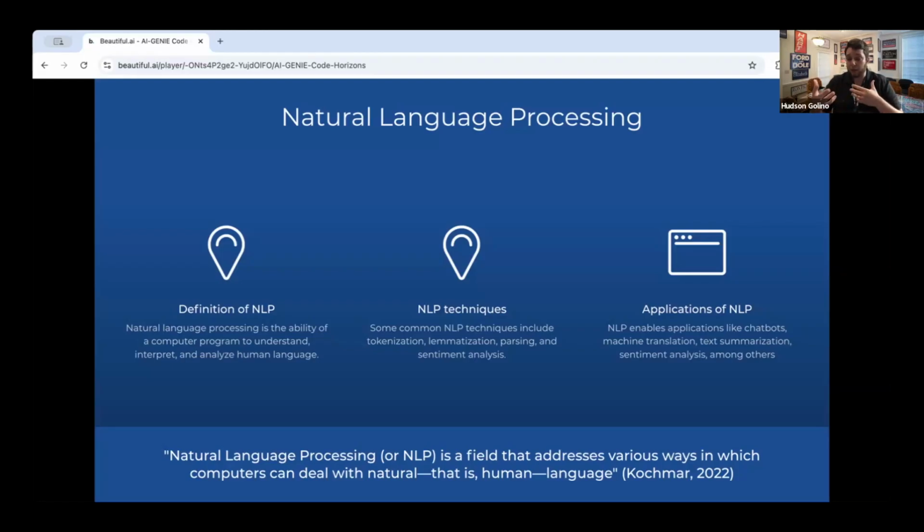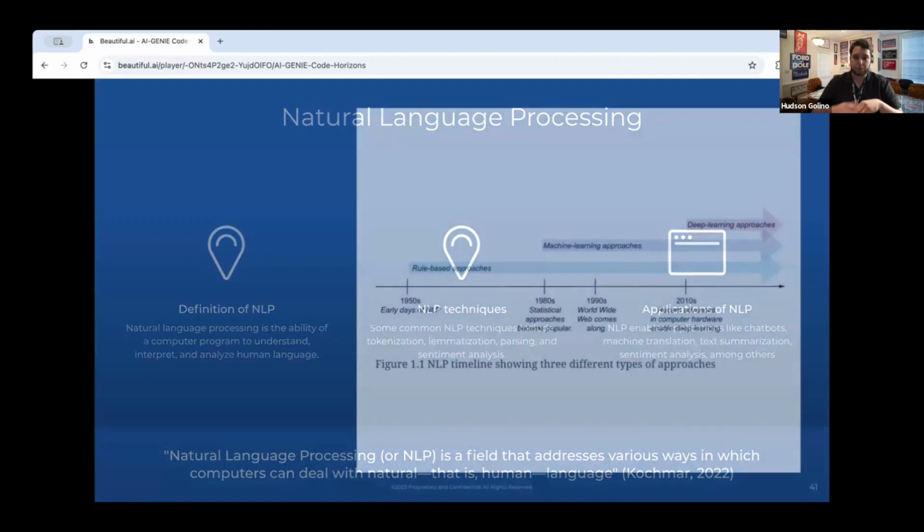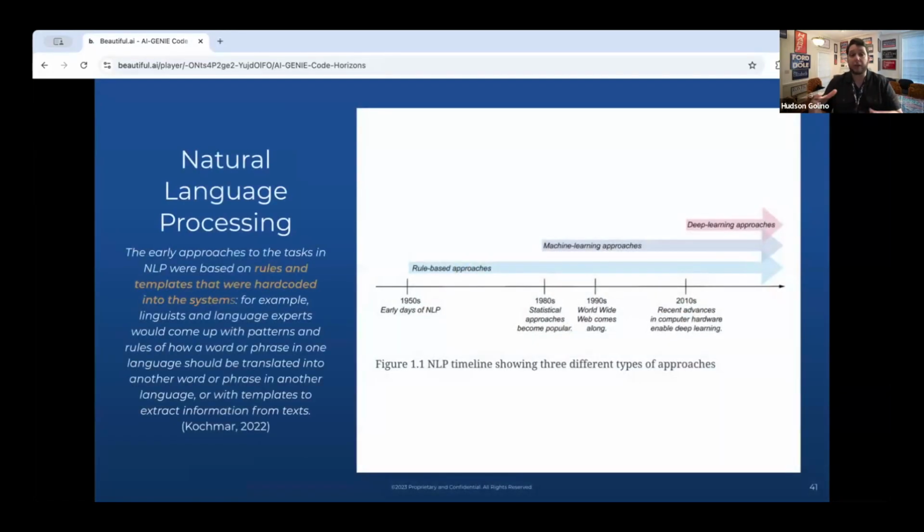So natural language processing is a field that addresses various ways in which computers can deal with natural, in other words, human language. And this field has a very interesting story. It starts in the 50s with the early days of natural language processing, which was extremely influenced by the early days of computation.